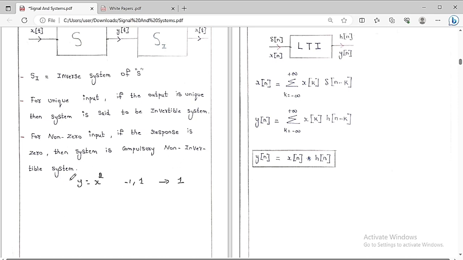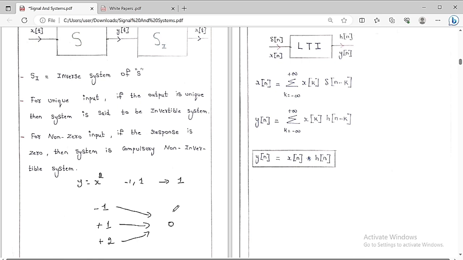So basically, for non-zero input means, listen carefully, suppose you give non-zero inputs like -1, +1, and +2. But still, we got the same answer, 0. So then we can say for many inputs we have the same output. So definitely we can say this is a non-invertible system.